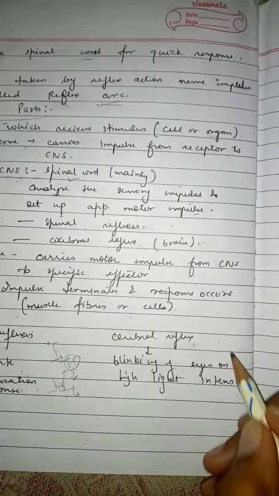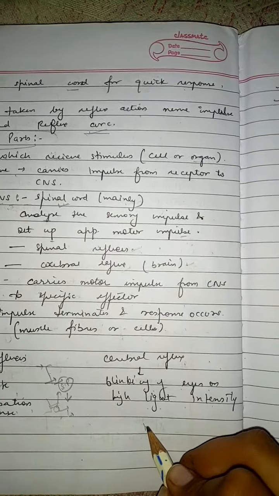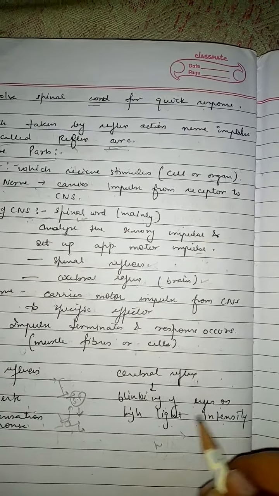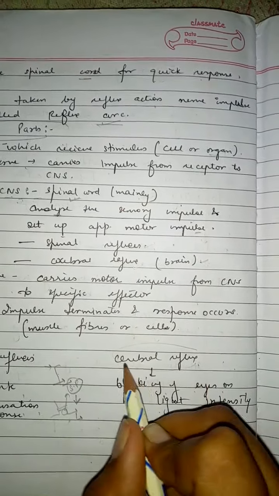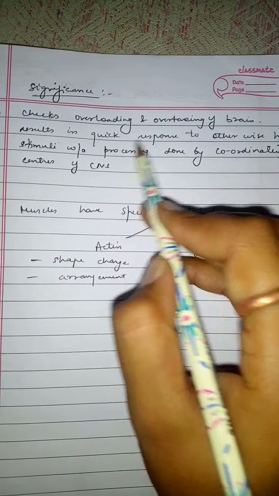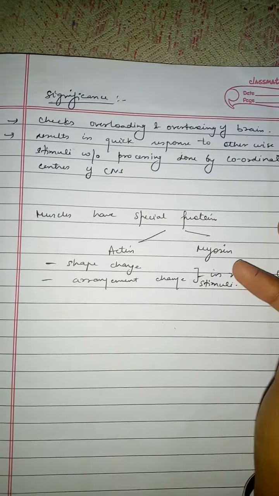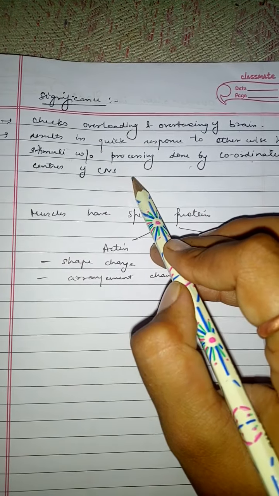Whereas a cerebral reflex is the blinking of eyes on high light intensity. Whenever high intensity of light falls on the eyes, we immediately close our eyes. This is controlled by a part of the brain, and the part of the brain which controls it is the cerebrum. The significance of reflex action is that it checks the overloading and overtaxing of the brain. It results in a quick response to an otherwise harmful stimulus without processing done by the coordinating centers of the CNS.